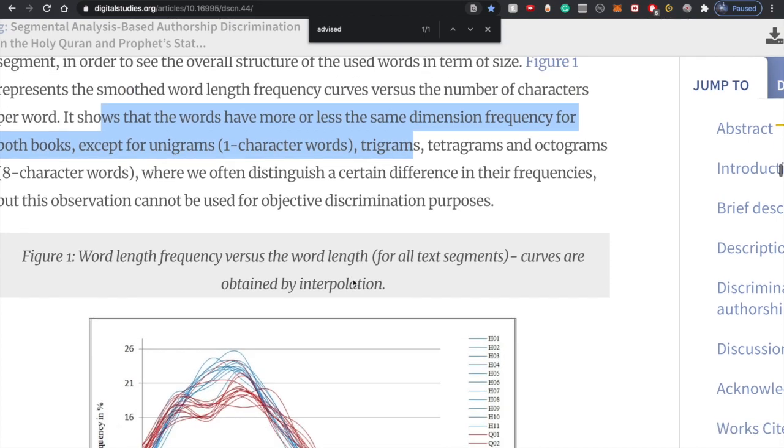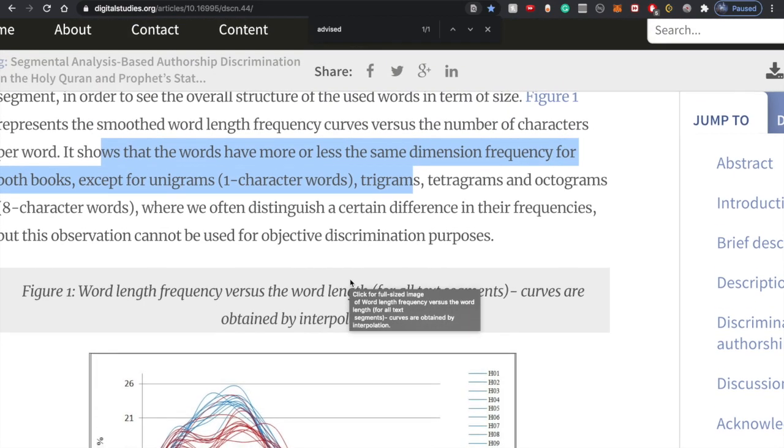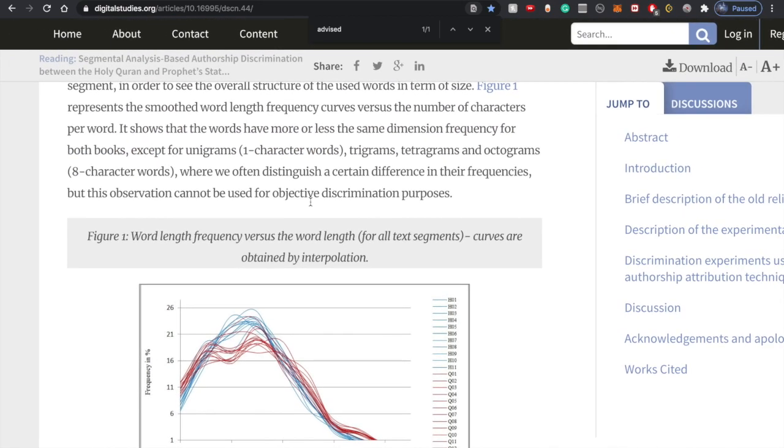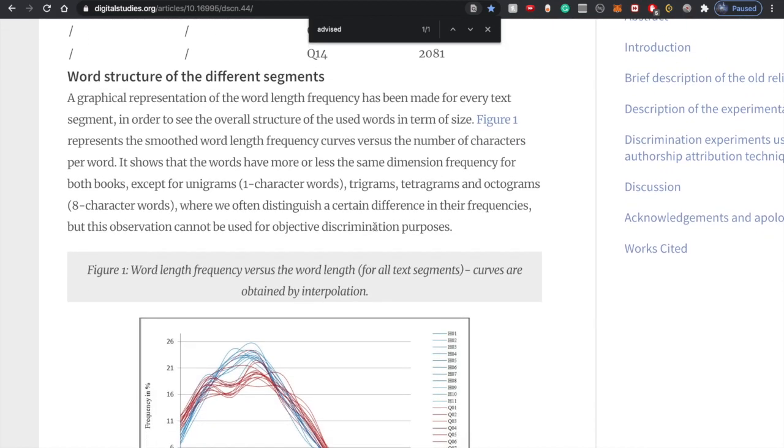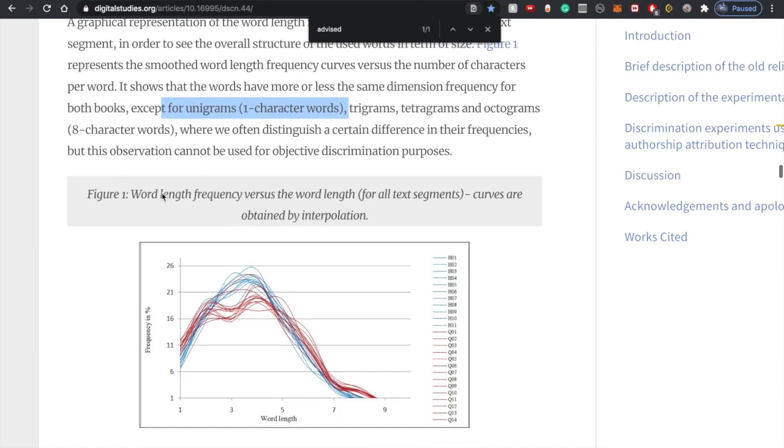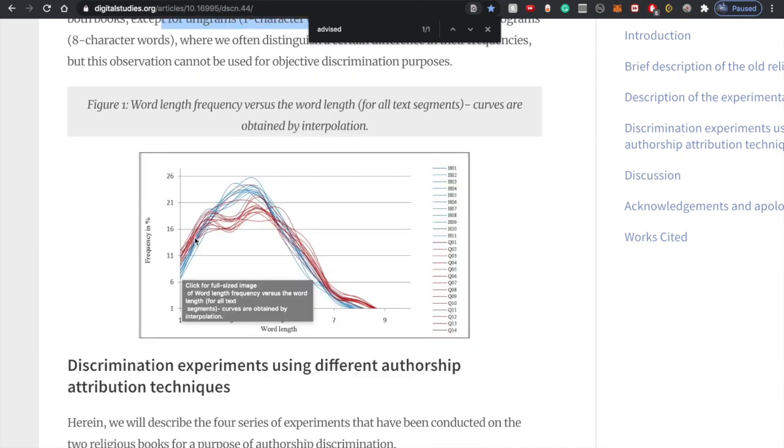And they mention, some of these results are significant, right? So it shows that the words have more or less the same dimension frequency for both books, except for unigrams, trigrams, tetragrams, and octograms, right? So last time 1, 3, 4, and 8 were mentioned, and again they're mentioned here.